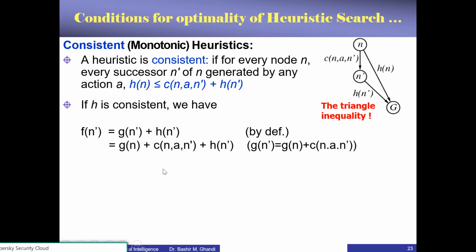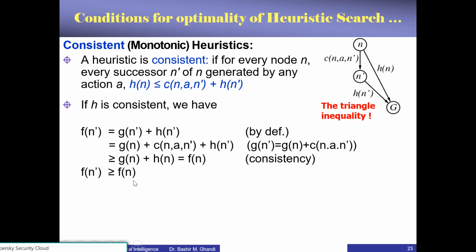Okay, good. But from the statement that h is consistent, we know that h(n) is less than or equal to the sum of these two values. These are the two terms we are having, the sum of this plus this. So this is greater or equal to h(n). So if we replace this two by h(n), we're going to get something smaller, and therefore what we have here will be greater or equal to g(n) plus h(n). But g(n) plus h(n) is actually just f(n).